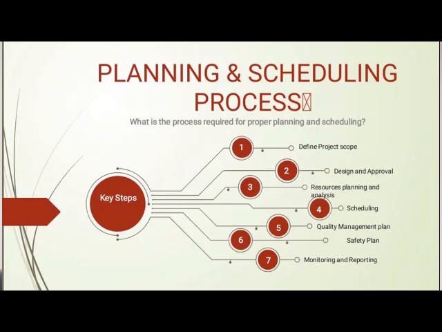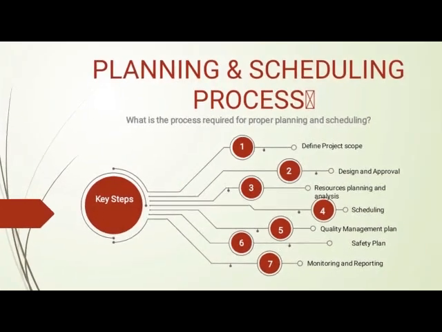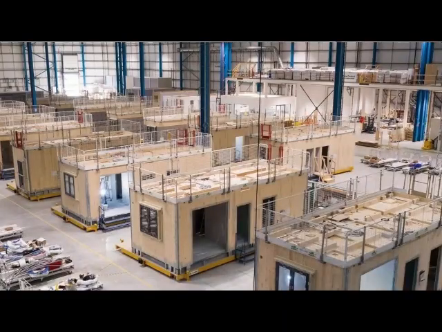Next, we'll be looking at the planning and scheduling process. The planning and the scheduling process for modular building construction. What is the process that is required for proper planning and proper scheduling? I'm going to be talking about 7 steps for proper planning and proper scheduling. I'll highlight the steps and then I'll take them one after the other.